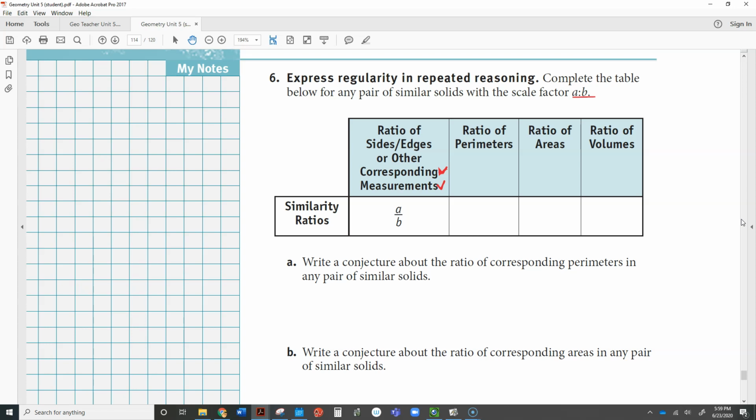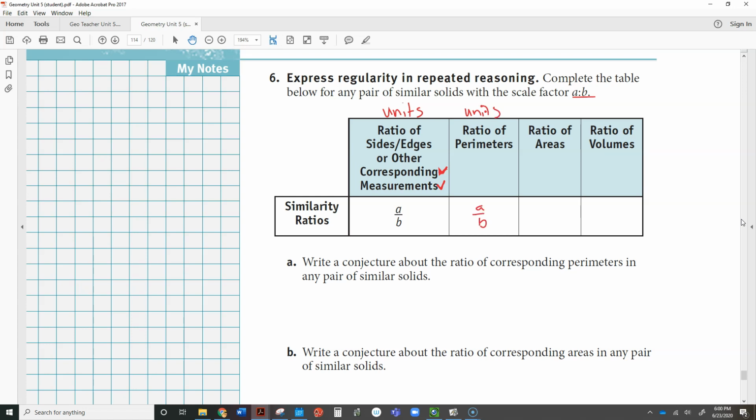Remember, edges or radii, those are singular measurements. This is going to be just units. Okay, it's not going to be units squared, it's not going to be units cubed, it's just whatever units, inches, feet, centimeters, whatever. We go to perimeters, it's still just in whatever units. So since this is units just like this one will also have a scale factor of A to B.